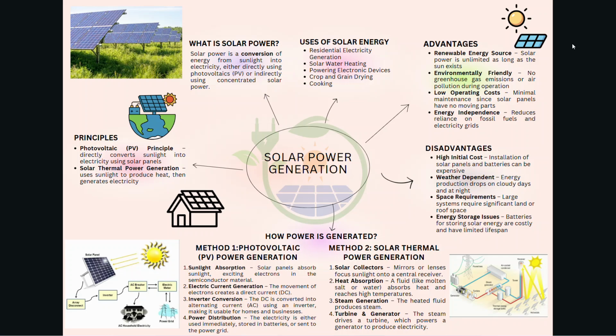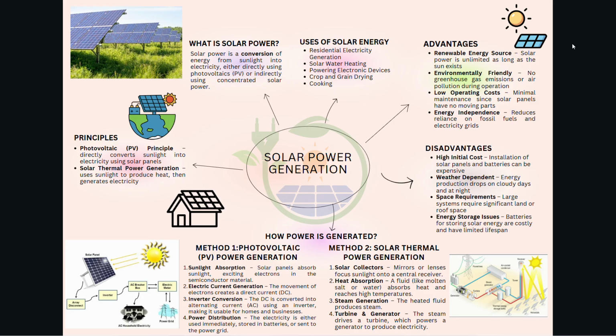About solar power generation. So what is solar power? Solar power is a conversion of energy from sunlight into electricity. It can be done either directly using photovoltaics or indirectly using concentrated solar power.